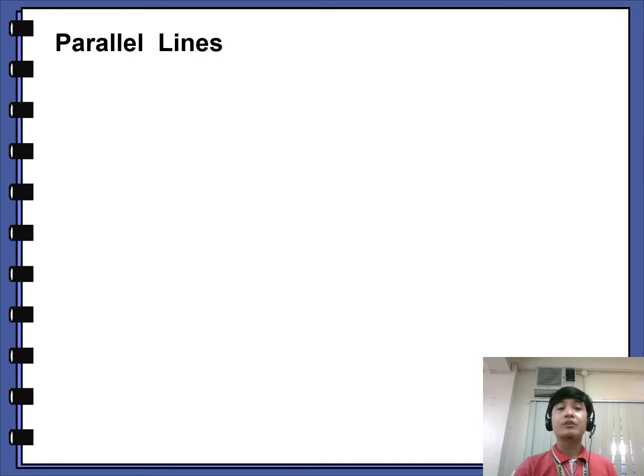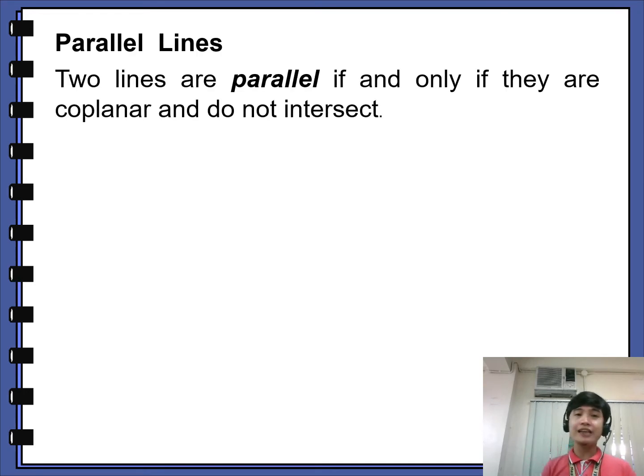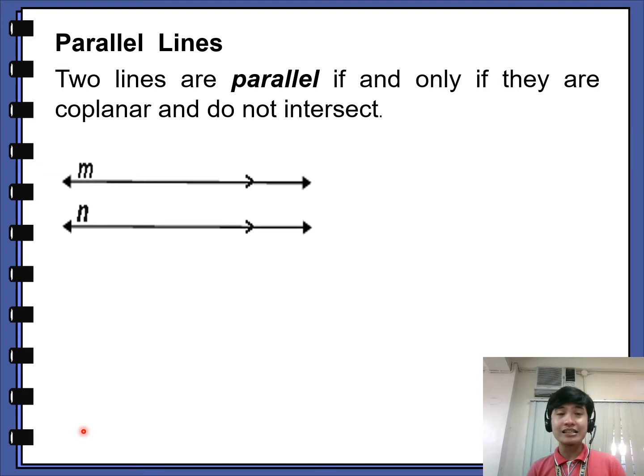So the first thing that we need to do is to define parallel lines. So parallel lines, these are two lines. Two lines are parallel if and only if they are coplanar, meaning they are confined on the same plane and they do not intersect. So this is the illustration of a parallel line. So these two lines, they don't intersect. The very basic definition of a parallel line is these are two lines that do not intersect, and at the same time, they are coplanar, okay? Meaning to say, they are on the same plane.